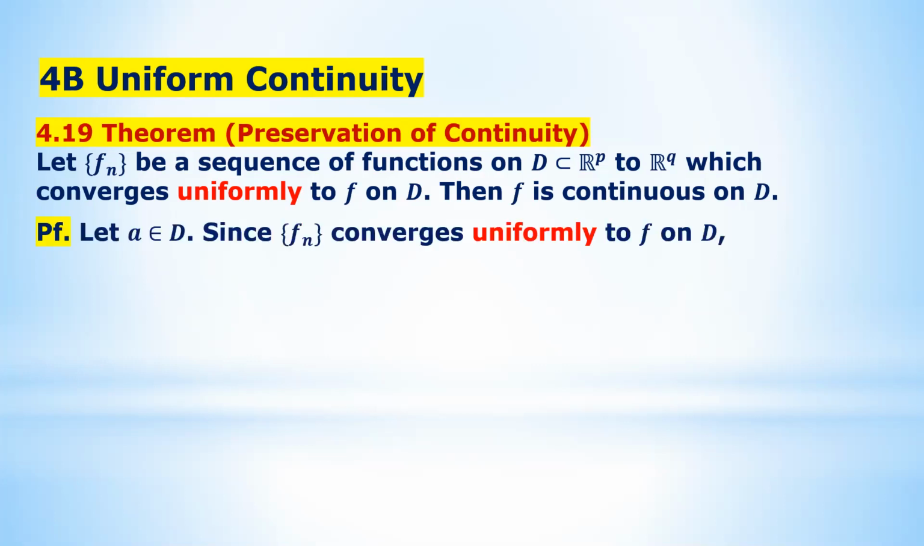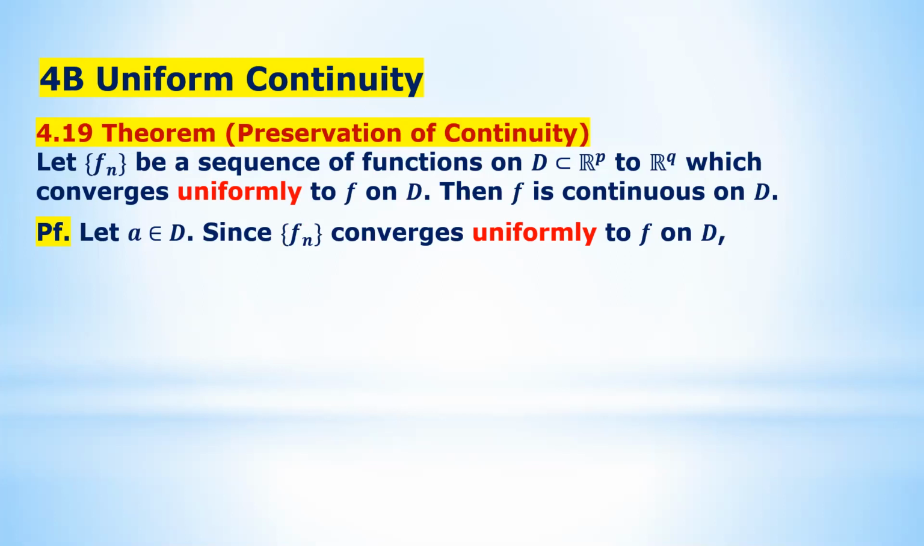So what we need to show is that F is continuous. The continuity is a local property. So I'm going to show that F is continuous at every point in D. So let's say I pick a point A in D.